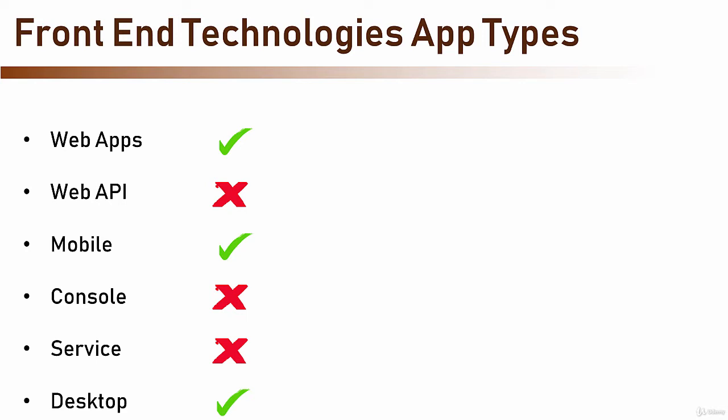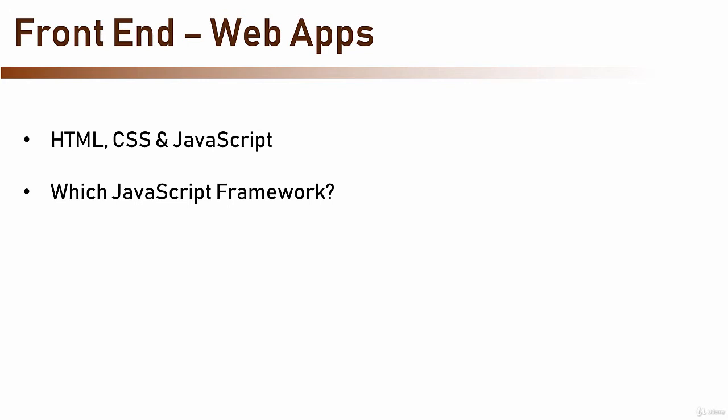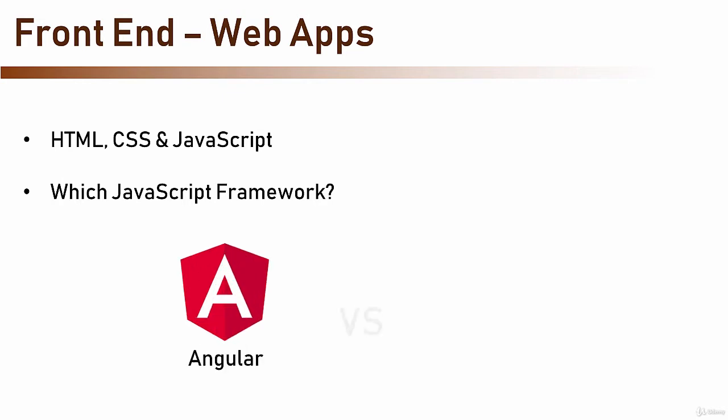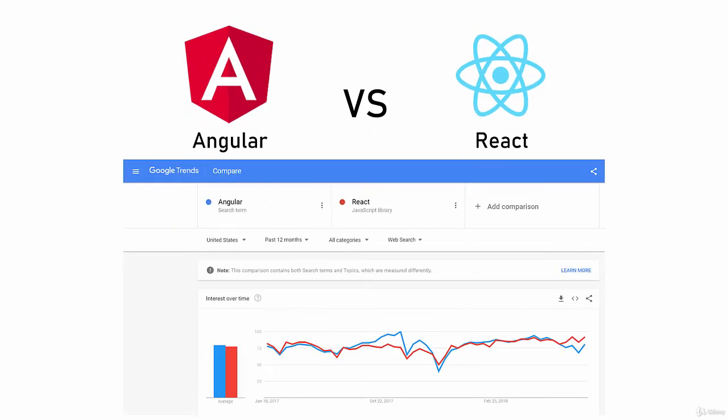Okay, so let's go over the various front-end types and see how to select their technology. First, web apps. Web apps, by definition, have a web-based front-end, which means we are going to use a combination of HTML, JavaScript, and CSS. The real question here is, which JavaScript framework are we going to use? The most popular frameworks at the time of this recording are Angular and React. There are other great candidates, such as Vue.js, but I really want to focus on the most popular ones with the largest communities. So first, let's compare Angular and React popularity.